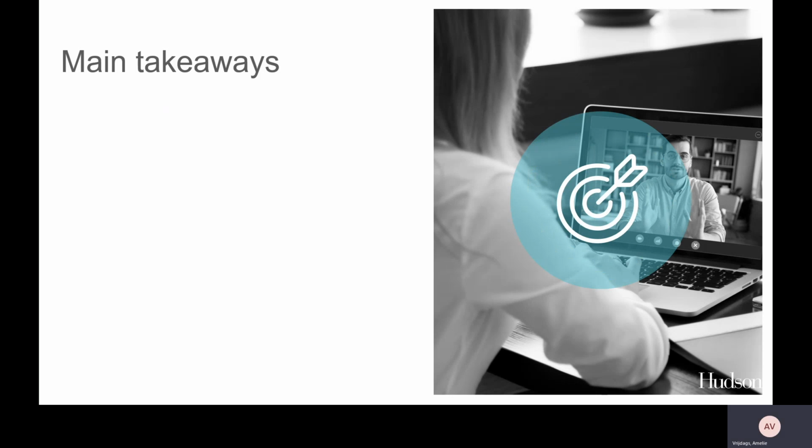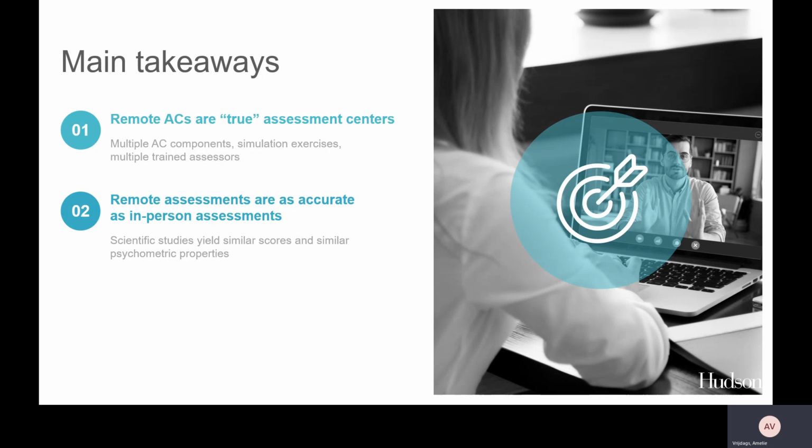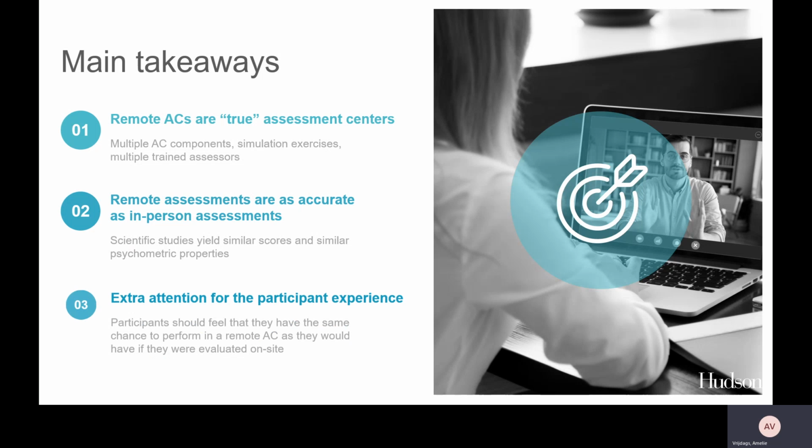Okay, that was it from my part. So I'll close with the main takeaways from the literature review. First of all, remote assessment centers are true assessment centers in the sense that they should meet all the fundamental quality requirements. Second of all, remote assessment centers are as accurate as in-person assessment centers. This is also confirmed in scientific research in the domain.